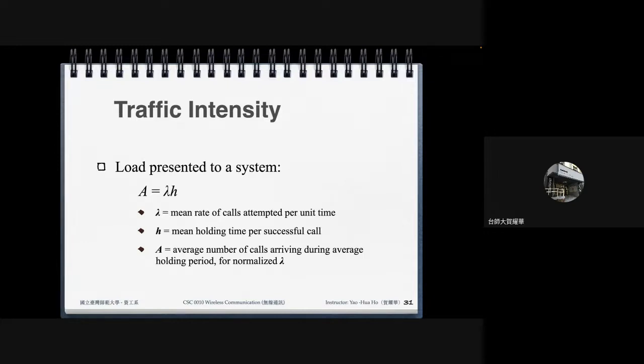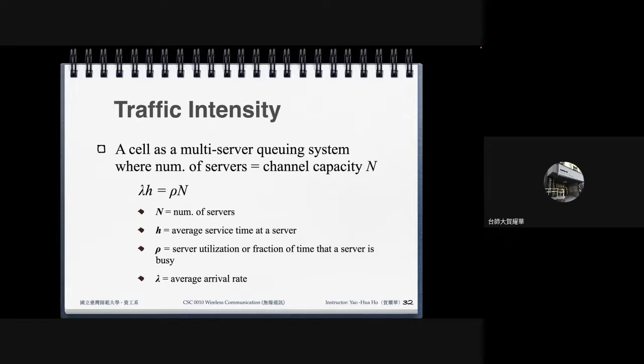This brings us to traffic intensity calculation, or queuing theory, which is Little's law. Now, a load should be presented in the system as A equals lambda times H. Lambda means the rate of call attempts per unit time. H means the holding time per successful call, how long this call will be. How many calls come in and how long each call is. These two together equal the average number of calls arriving during the average holding period. Now, you can look at a cell as a multi-server queuing system where the number of servers equals the number of channels, the capacity N.